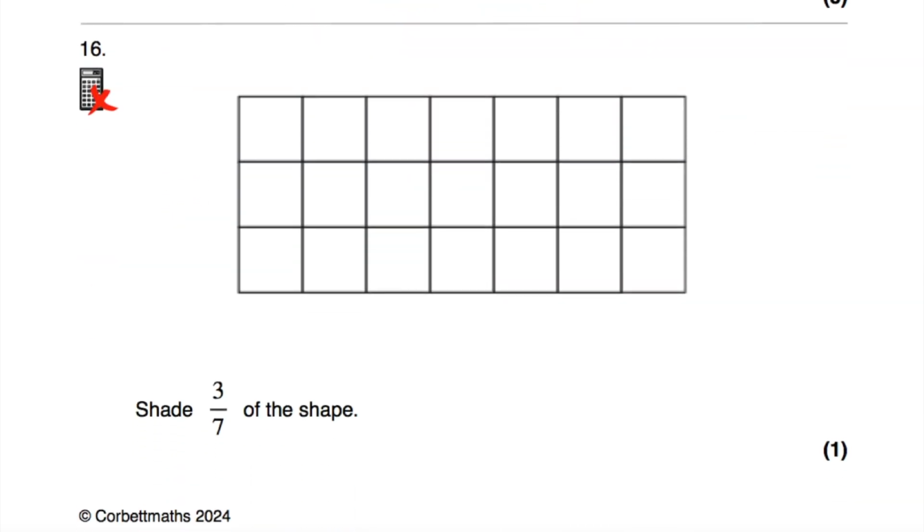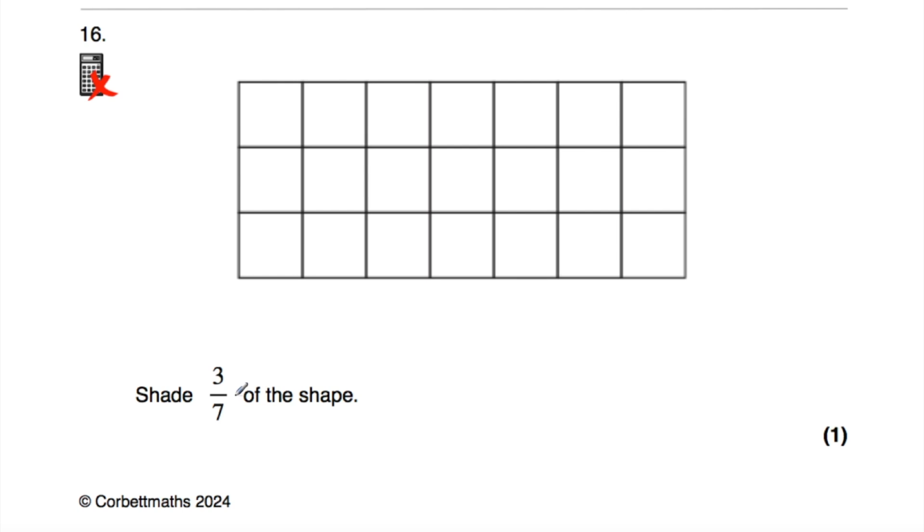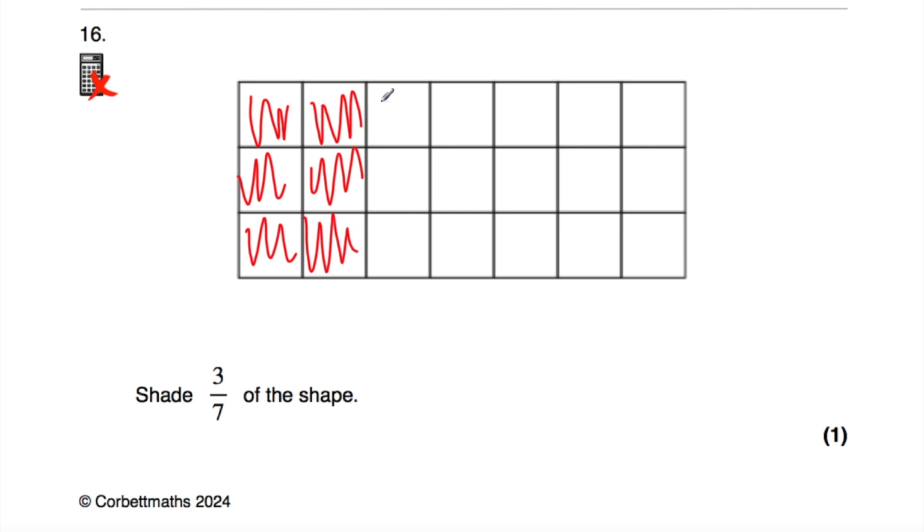Okay, let's look at our next question, question number 16. We've been asked to shade 3/7 of this shape. Now, in terms of this shape, we could actually consider how many little squares there are, but actually if we have a look, there's 1, 2, 3, 4, 5, 6, 7 columns, and we've been asked to shade 3/7. So let's shade 3 out of the 7 columns. So 1 column, 2 columns, 3 columns. So we've shaded in 3/7 of that shape.